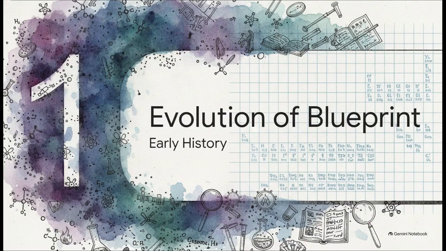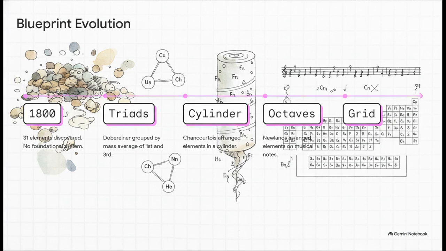All right, let's jump straight into section 1, the evolution of the blueprint. Let's look at the early history. Picture this. It's the year 1800. We've got a completely disorganized pile of just 31 elements and zero system for how they relate. Then we go through these wild experimental phases.